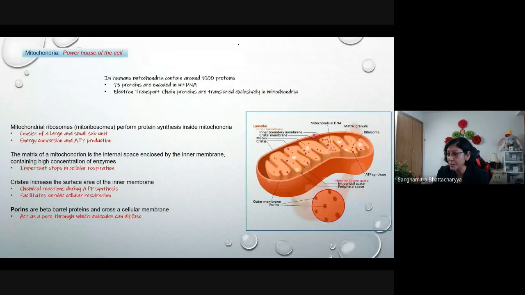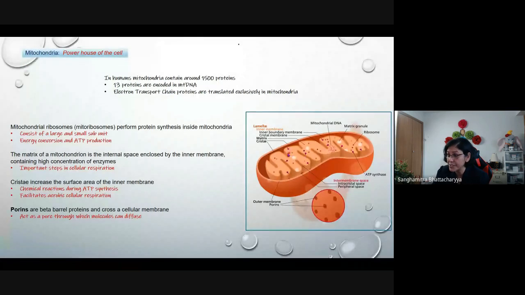The matrix of the mitochondria, this light-colored structure, is the internal space enclosed by the inner membrane. So this is the outer membrane of the mitochondria, and you see this boundary here of this light structure, that's the inner membrane. And inside the inner membrane and close by the inner membrane is the matrix area. It contains different enzymes in high concentration, and hence it's involved in the different steps of cellular respiration.